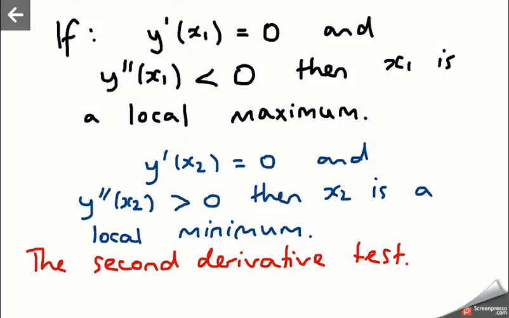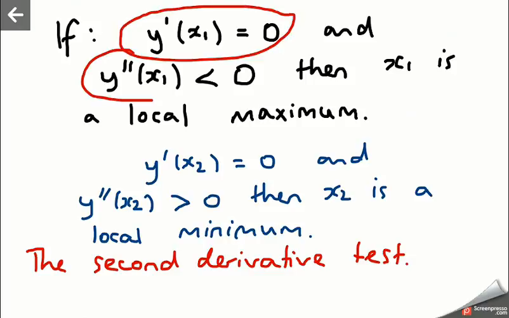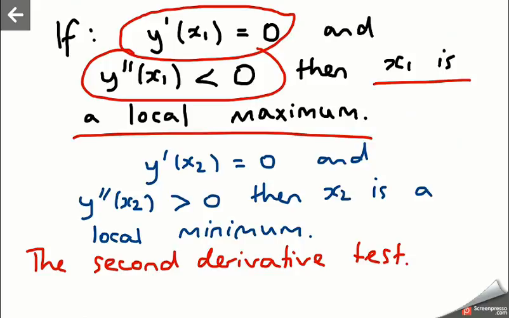However, if x1 is a local maximum of a function, it's not necessarily the case that y prime of x1 equals 0 and y prime prime of x1 is less than 0. It's not necessarily the case. This theorem only goes one way. What I mean by that is if we know the first part and we know the second part, then we know that x1 is a local maximum. However, knowing that x1 is a local maximum doesn't necessarily mean that y prime of x1 equals 0 and y prime prime of x1 is less than 0. Let me give you an example.